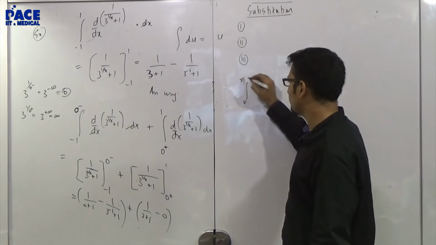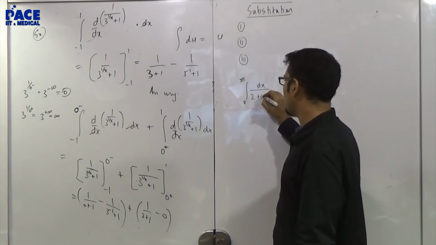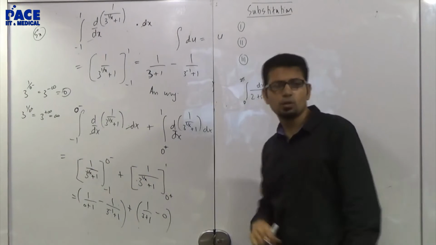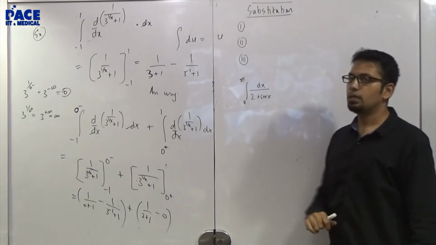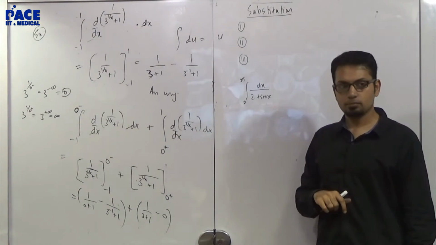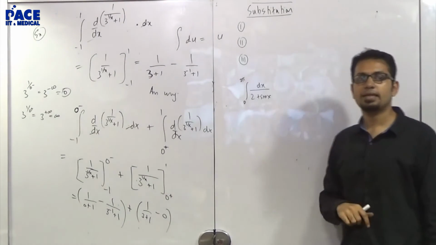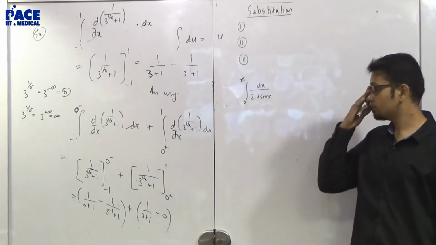0 to 2 pi dx upon 2 plus sin x. How do you solve this question if the limits weren't there? Definite integral कैसे करते हैं? Indefinite integral कैसे करते हैं? Any idea? How do you do this?